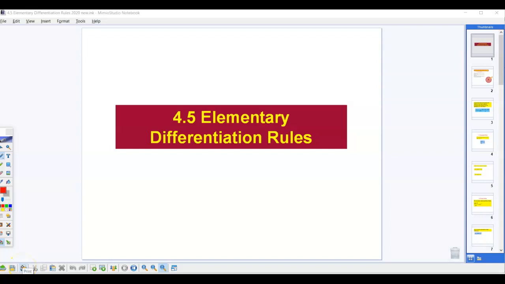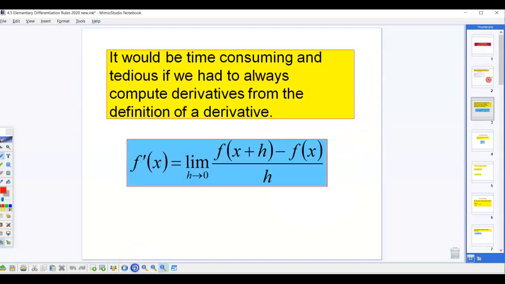In today's lesson, we're going to learn some of our elementary differentiation rules. So far, we have been taking the derivative using the formula f prime equals the limit as h approaches 0 of f of x plus h minus f of x divided by h. This is known as the definition of a derivative.